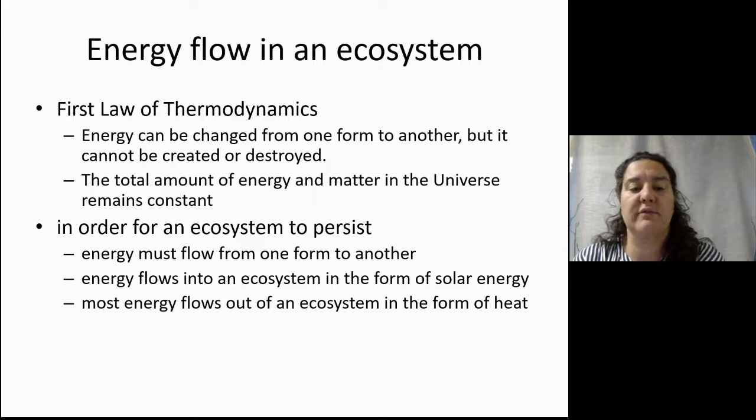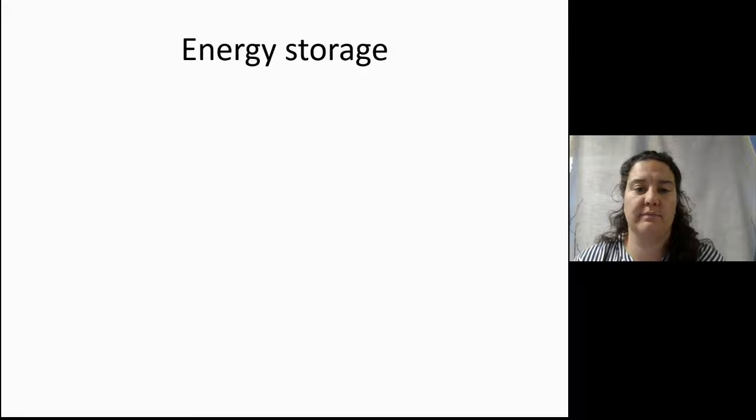And energy then is going to flow into the ecosystem in the form of solar energy. And most of the energy flows out of an ecosystem in the form of heat from animals, homeostasis, and motion.